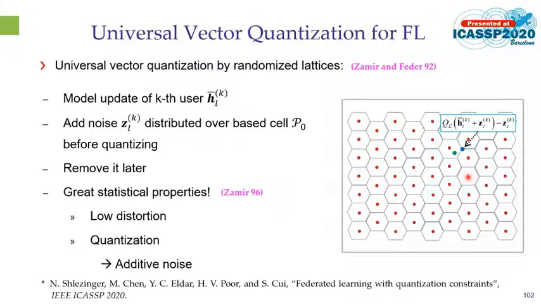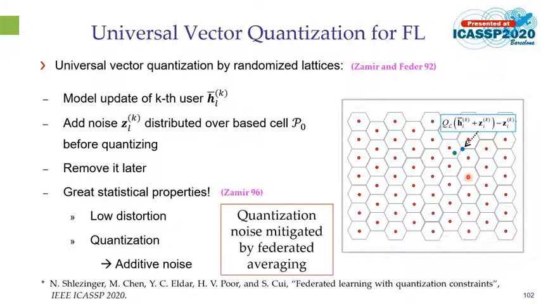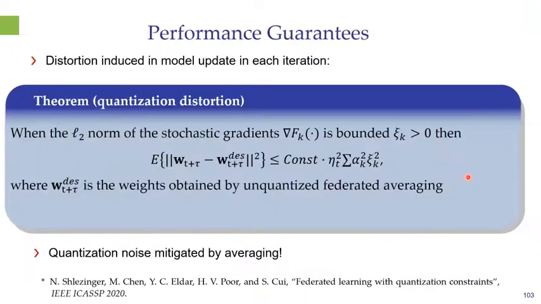For example, it achieves guaranteed low distortion, namely the distortion achievable using this scheme is within a bounded gap from the optimal distortion dictated by rate distortion theory. Furthermore, the distortion induced by quantization here is statistically equivalent to additive noise, which does not depend on what we're quantizing, implying that the fact that the model updates are afterwards averaged by federated averaging inherently mitigates the quantization error. And this can actually be proven analytically.